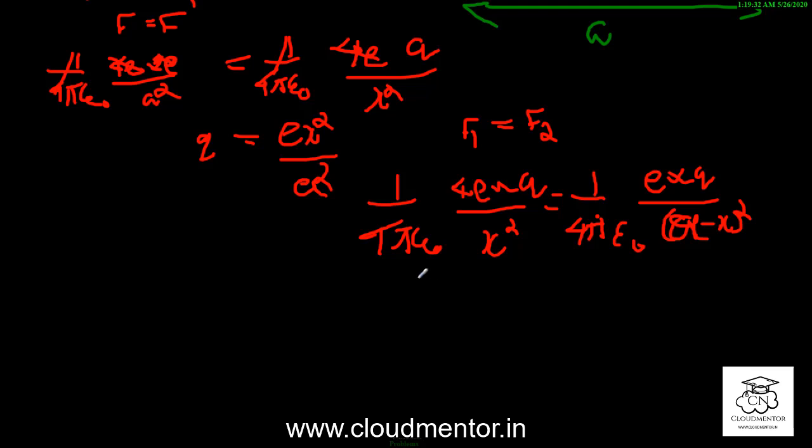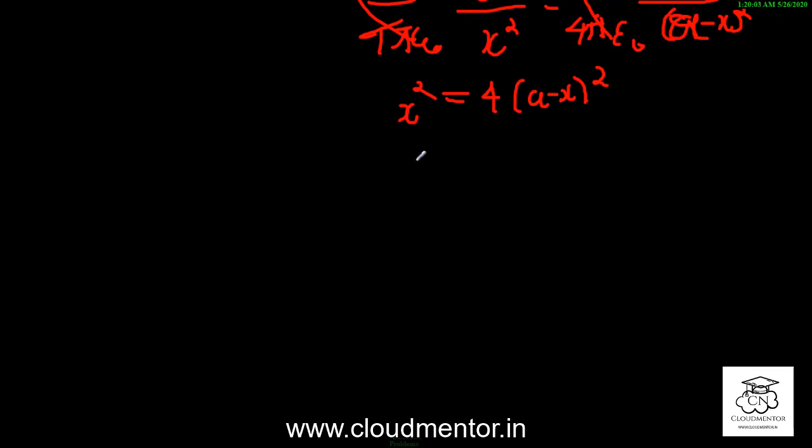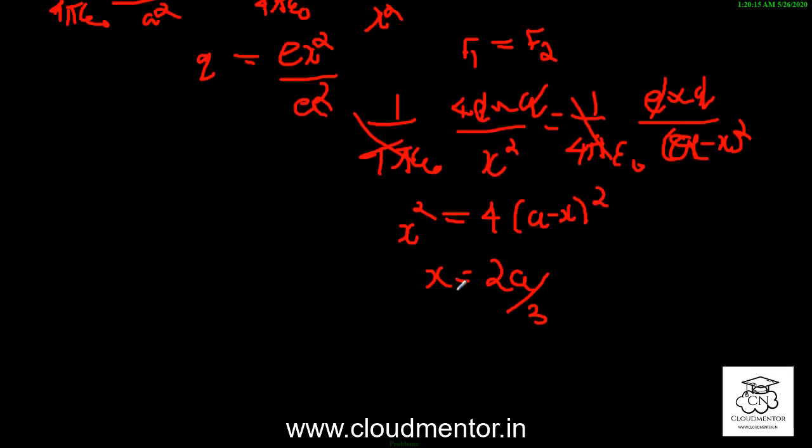And so by doing this, now we get x square equal to 4 into a minus x the whole square, okay, and now x will be equal to 2a by 3. That's all. So we can apply that value of x in the equation we got.